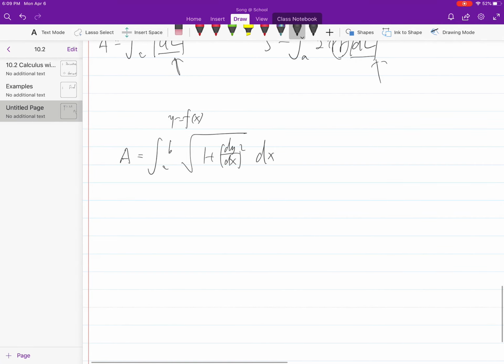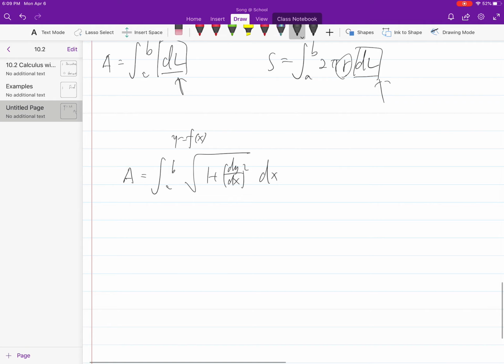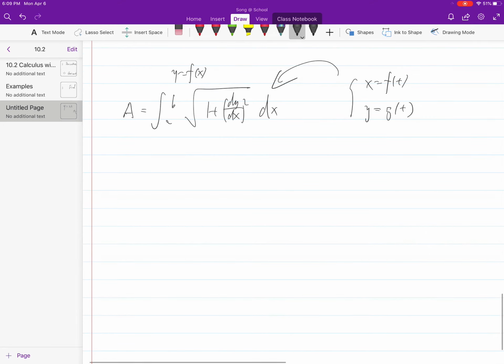Okay. But that requires y equals f(x), right? Then you can take the derivative. But now what we have is, we don't have that. We have this. x is a function of t, and y is another function of t. But we still want to imitate what you have here for this formula.